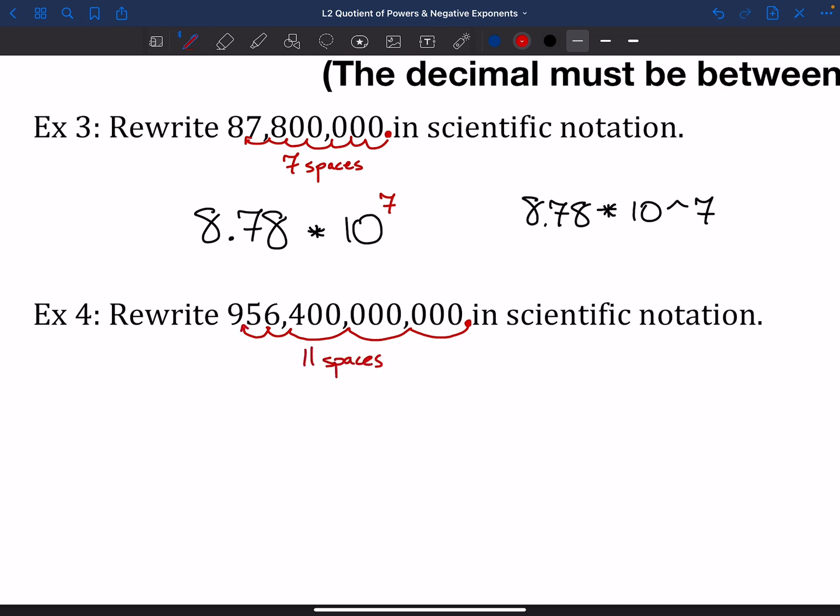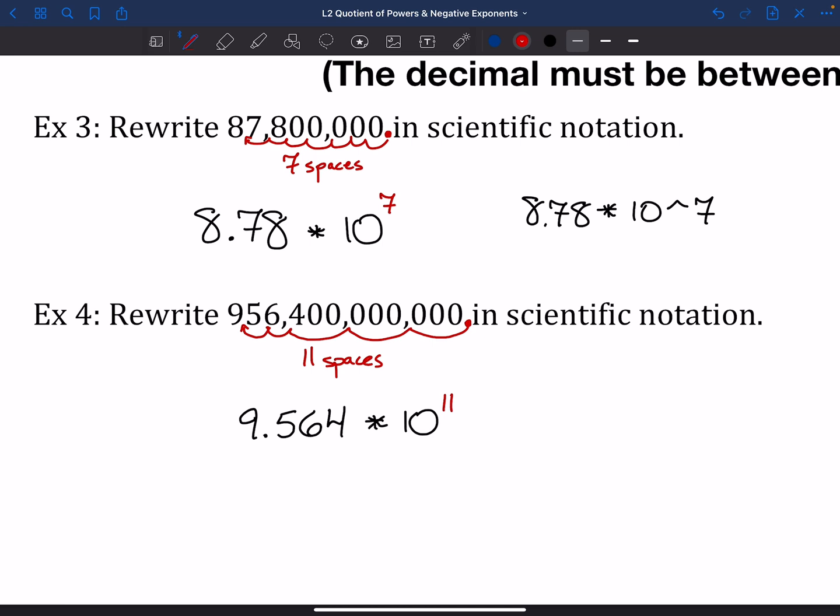Right? So most of the time what we're going to be doing is we're trying to get the decimal point all the way over until there's only one number in front of it like that. Right? So now 956,400,000,000 is now 9.564. Right? And again, we've got to multiply it by 10 to a power, and that power again is how many spaces we had to move the decimal point.